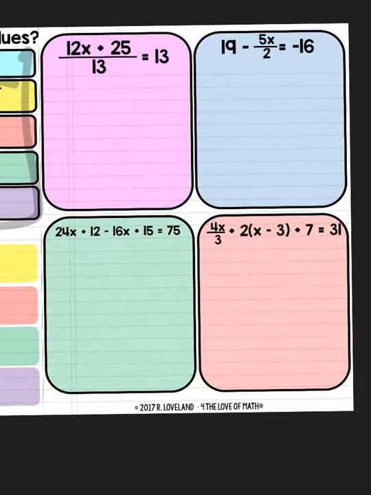Now, with the purple one, I have 12x plus 25, that whole sum divided by 13. All of this equals 13. So I need to ask myself, what's the thing that's furthest away from the x? The thing that's furthest away from the x is this divided by 13. So I'm going to multiply by 13 to get rid of it. This is going to cancel this out. And when I take 13 times 13, I'm going to get 169.